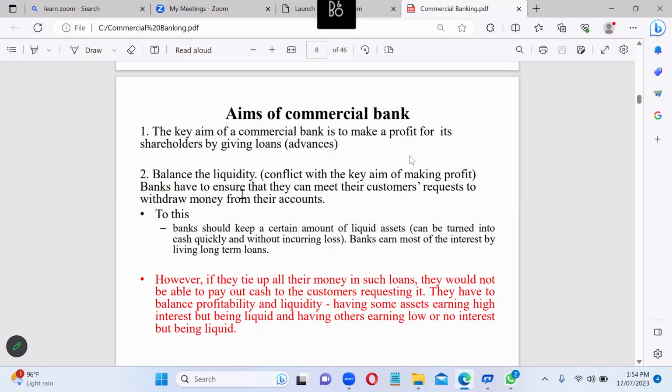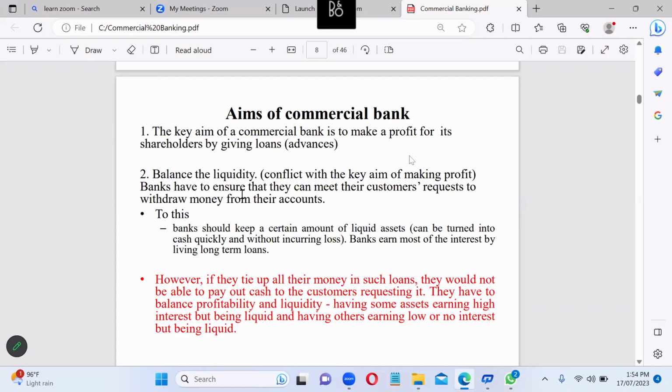If there are liquidity issues in the bank, once you go to the bank and request to withdraw some money, the bank will not pay the customers because the bank has a liquidity issue. The money is tied up. So every bank's aim is to maintain profit and also balance the liquidity. Balancing profitability and liquidity is the main aim of a commercial bank.